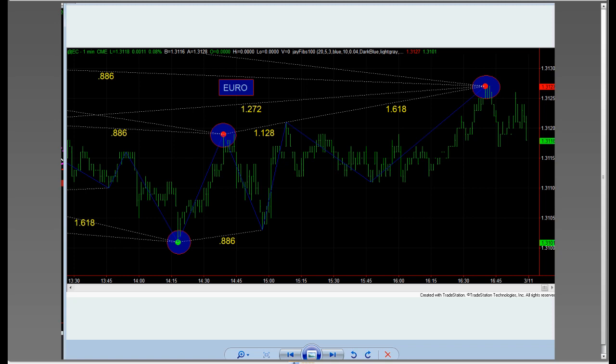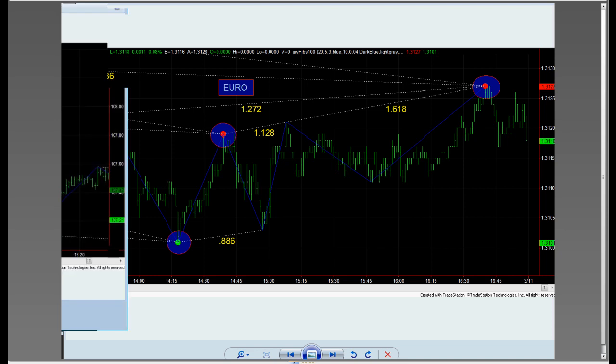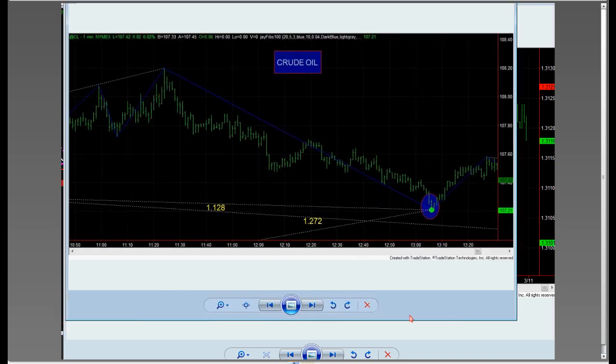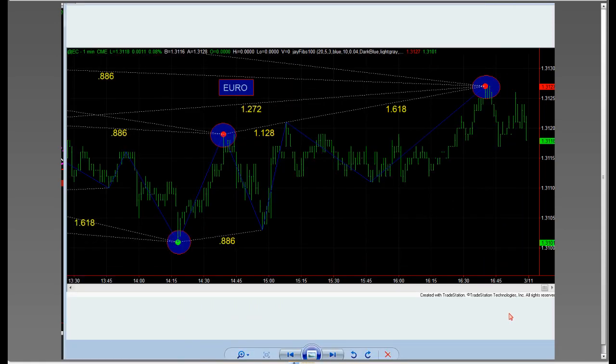And I'm just releasing this now in the market. So it's going to be some really neat stuff going forward. Let's look at some other markets. Let's take a look at crude oil. I'm going to show you what a price cluster looks like on crude Friday. If you look at the price cluster on crude, right there's your price cluster that happened.